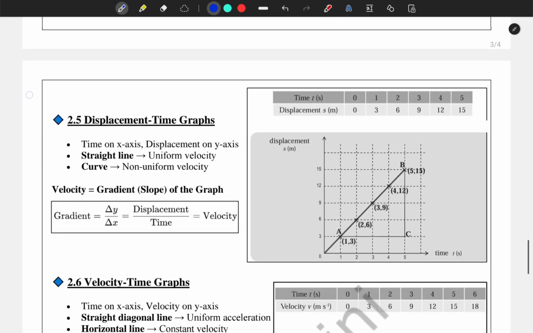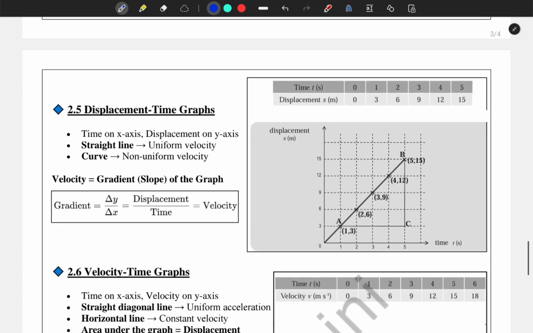First I have to mention the graphs, right? In maths we use graphs to show how some quantities vary with another quantity. We already said displacement is changing with time, so you can plot a graph. That's what we did in here.